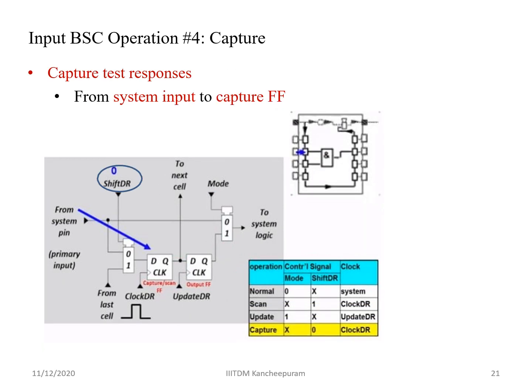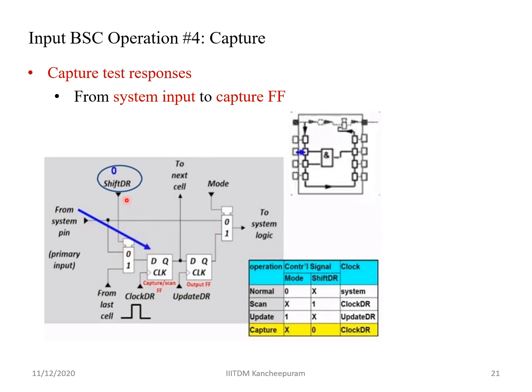There is operation 4. You have to capture the test responses. So what does the ATE have to do? We read in the previous class, the last part of the introduction class, that you have to capture the response and compare it against the expected response, right? So how do we capture the test response? From the system input into the capture flip-flop. So it's the capture flip-flop that needs to capture the input.